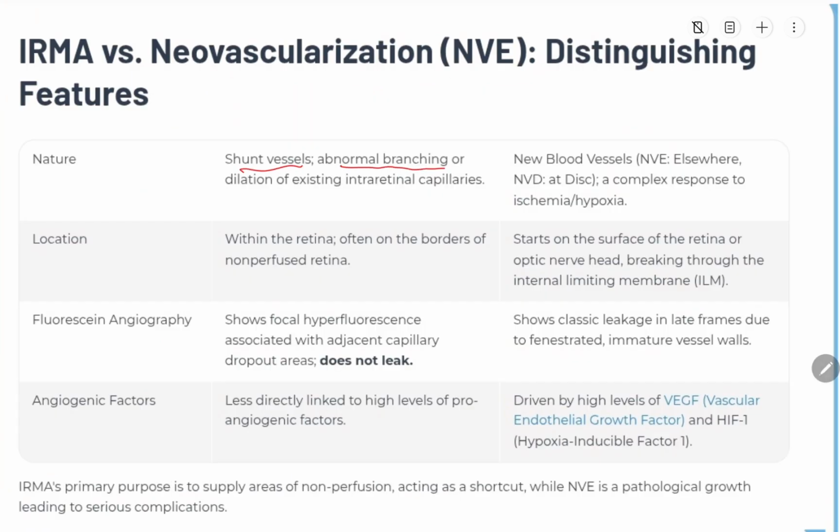Whenever the blood supply of the retinal vessels is blocked, our body will try to compensate the blood supply to the vital organ. So abnormal shunting vessels are produced from the normal vessel, and prior to this there is the blockage. These shunt vessels will try to supply the blood. They are within the retina and often on the border of non-perfused retina.